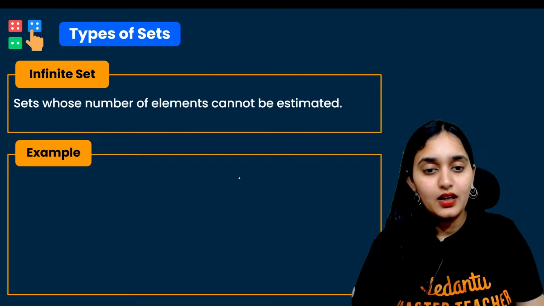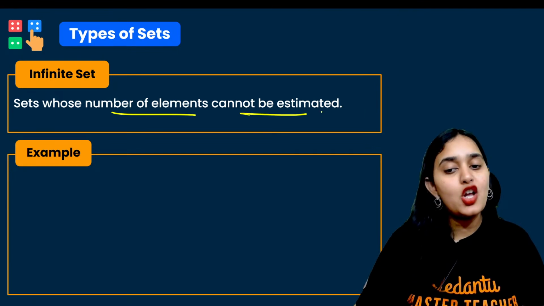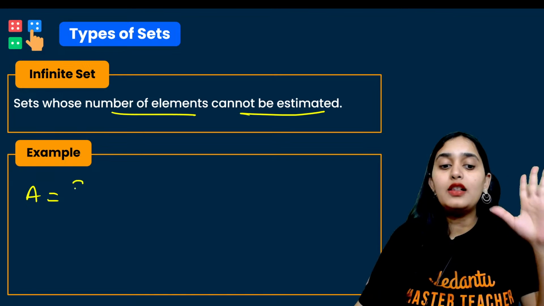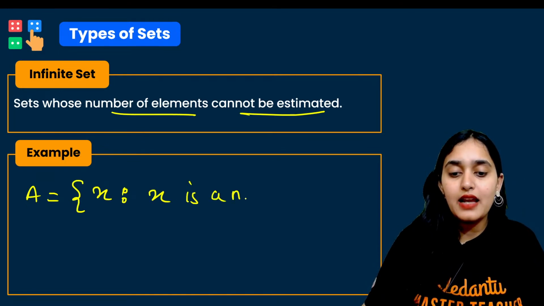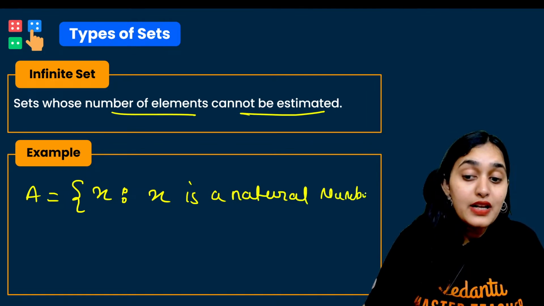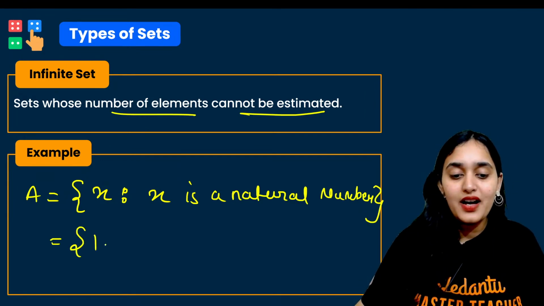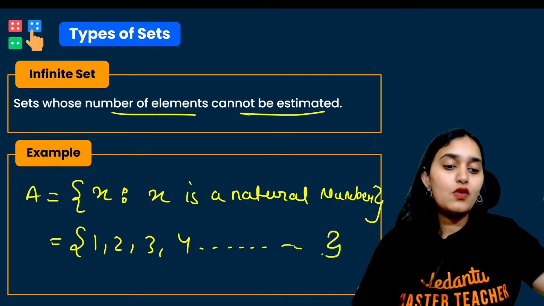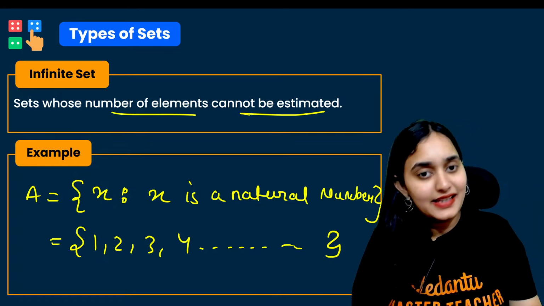Next, infinite set, where the number of elements cannot be estimated. For example, set A has all the natural numbers, x is a natural number. Now, can you count how many natural numbers are there? You cannot count. It will be 1, 2, 3, 4, dot dot dot. It will go on and on and on. So it is an infinite set.